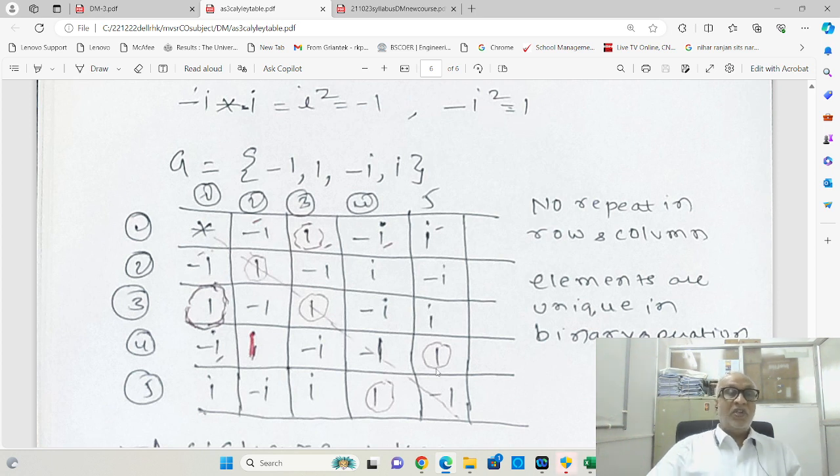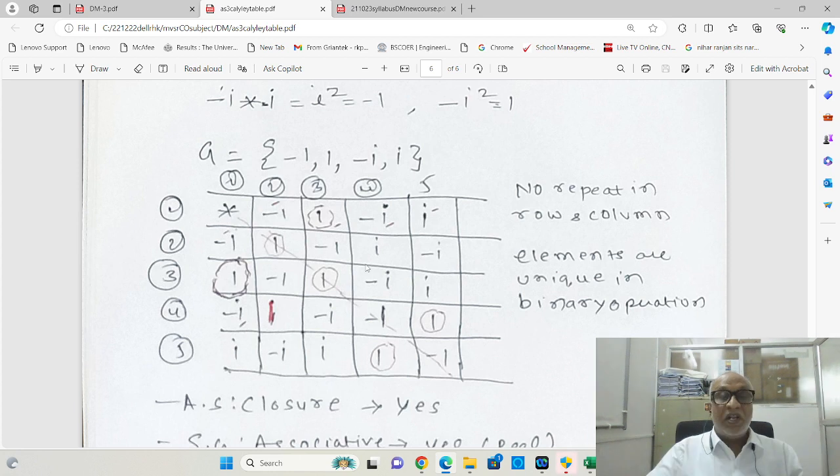So it is 1. Similarly, the last element in the row is i. So i multiplied by minus 1 is minus i. i multiplied by 1 is i. i multiplied by minus i is minus i square, which is equal to 1. i multiplied by i is i square, which is equal to minus 1. So this is my composition table or Cayley's table.